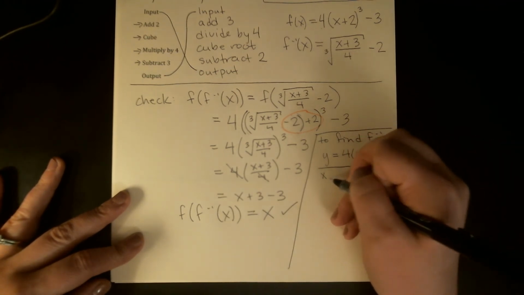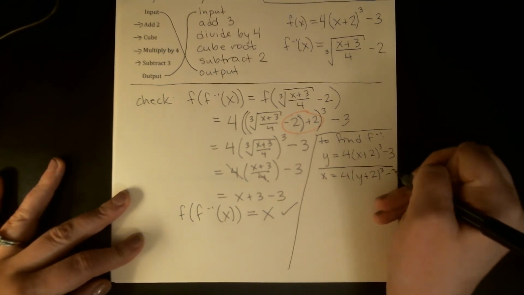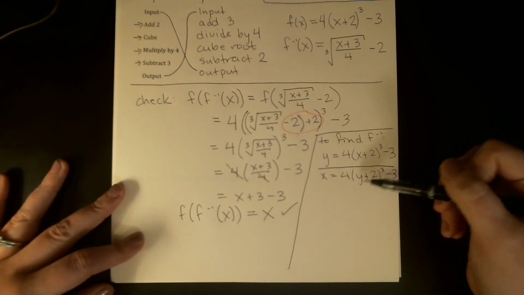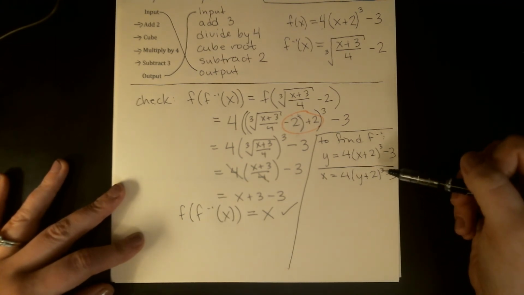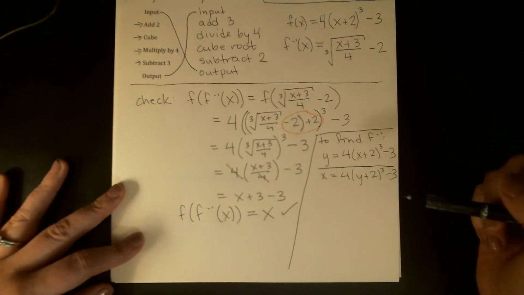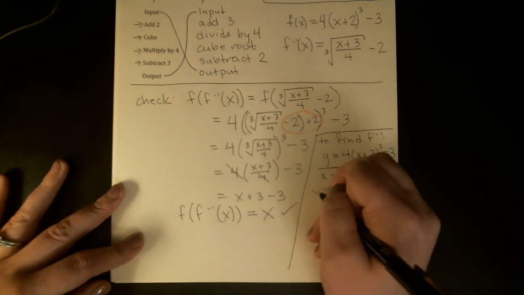I switch x and y, and then I solve for y. So y is having a 2 added, it's getting cubed, it's getting multiplied by 4, and then we subtract 3, which means to solve for y, there's only the 1. We first add the 3 to both sides.